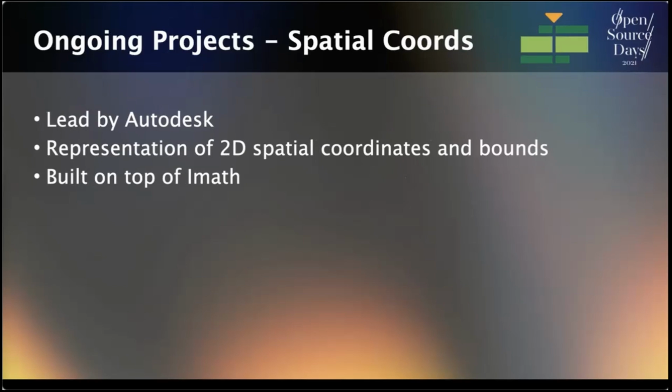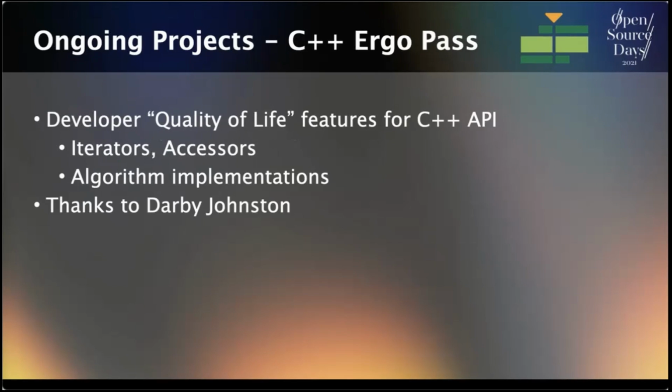Autodesk is also leading a project to build a 2D spatial coordinates representation for OTIO for modeling bounds and placement within an image plane. They're building on top of Imath from another Academy Software Foundation project, OpenEXR. We've also been working on making the C++ library itself easier to use. That includes bringing more of the algorithms over into C++ and general quality of life improvements for how the API works. Thanks to Darby Johnston, who will be presenting later on for that work.